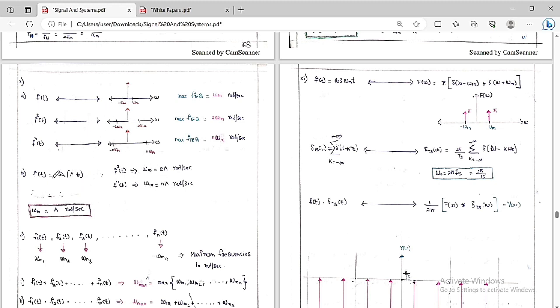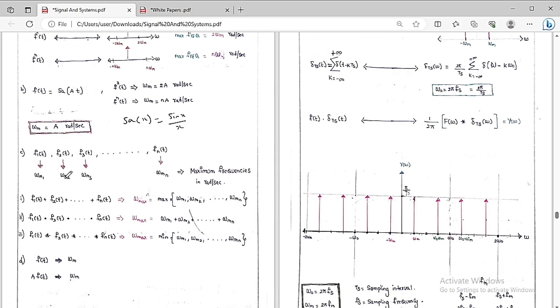So f of t is equal to psi of a t. I already told you the meaning of psi of x: psi of x is equal to sine x by x. So from this we can say here x is nothing but a t. So in sine omega t, omega is nothing but a. So here the frequency of the signal is a radians per second. Suppose if I do the square of the signal, then the signal will have a frequency which is 2 times a. And f of t to the power of n will have a frequency which is n times a, in terms of radians per second. Now let's go for the next point.